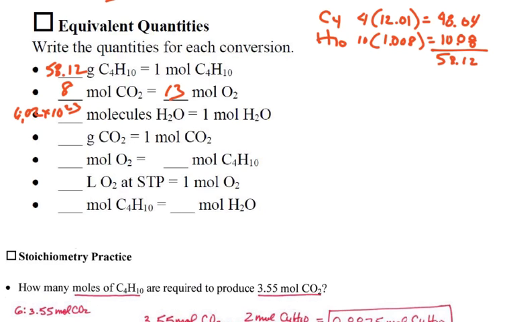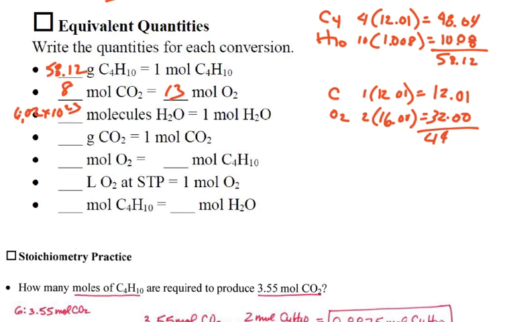Okay. For grams of CO2, I have to do that. So here's a C, 2 O's. So this is going to be 1 times 12.01, which obviously would be 12.01. And this will be 2 times 16.00, which would be 32.00. And that's going to end up being 44.01. And that's my conversion here, 44.01.